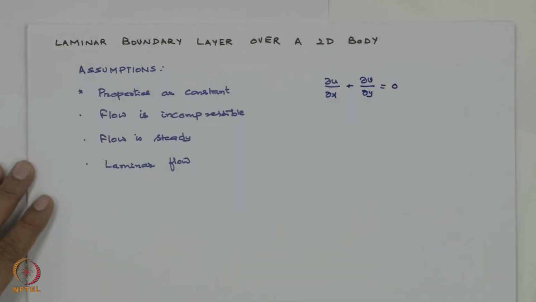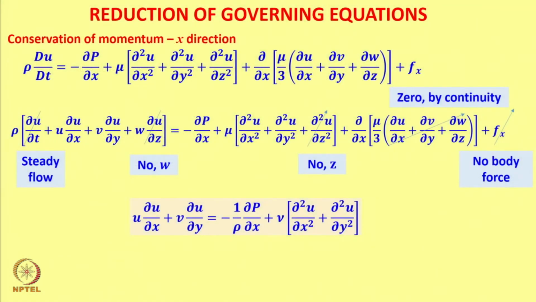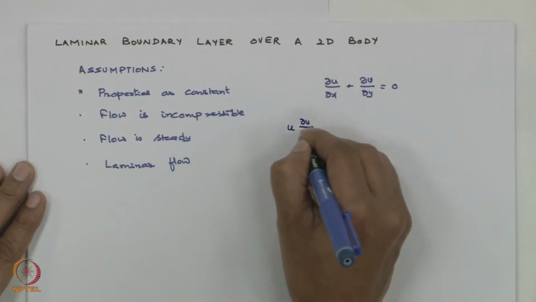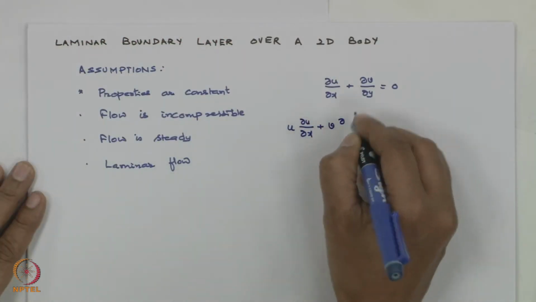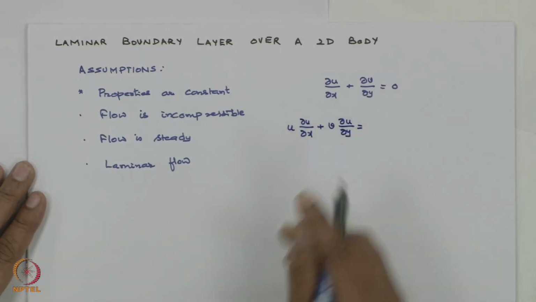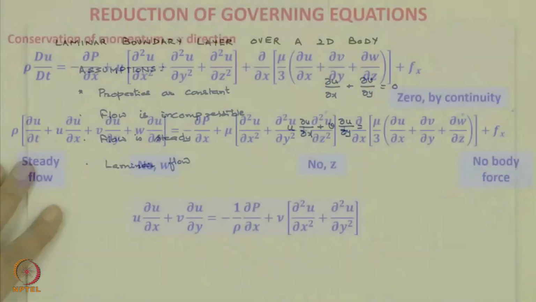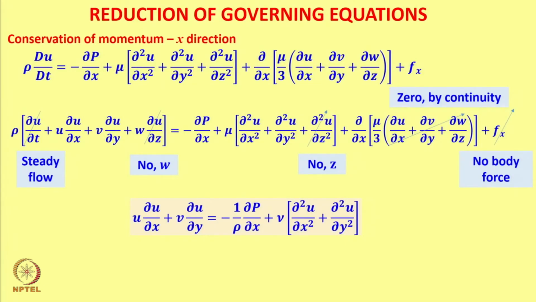Now, I get back to my slides again. If you see conservation of momentum in the x direction, you have rho del U by del t plus and so on. Here del U by del t is 0 because it is steady flow, and there are no variations in Z and W is 0. So, therefore, W del U by del Z is 0, and so on the left hand side I get U del U by del X plus V del U by del Y equal to. Now, again back to slides, the pressure term has to be there, that I cannot neglect. So, if I divide by rho, I will get minus 1 by rho del P by del X.